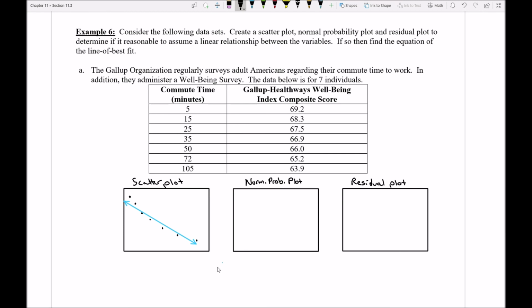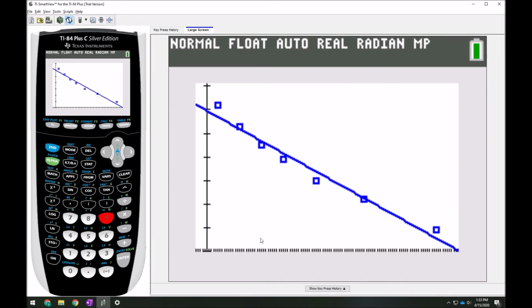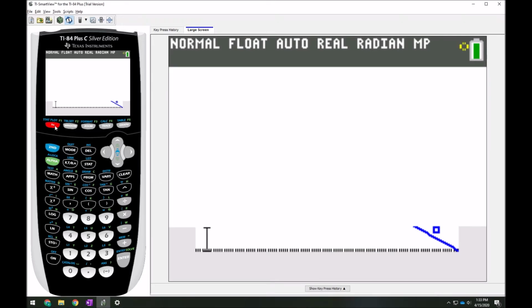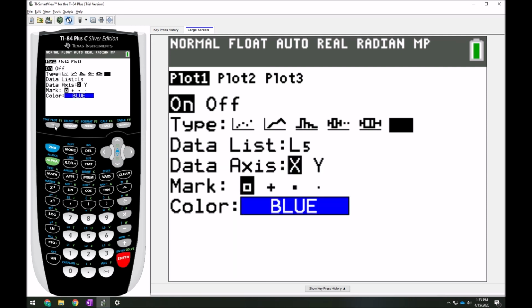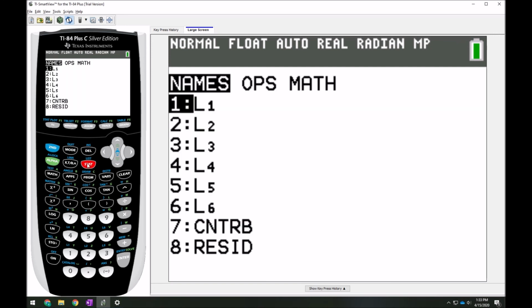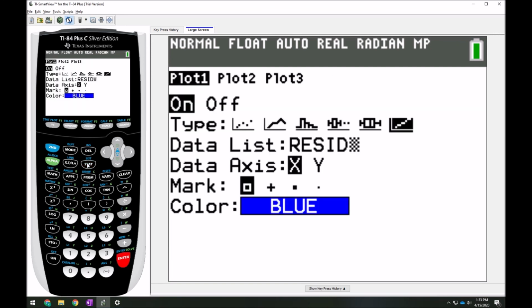Okay, so now that I have this scatter plot, again, you don't have to draw that line of best fit. I want to now create a normal probability plot. To do that, remember that I would go back to my y equals. I'm going to change to this last option down here, and I want to change my list to a residual list. So I'm going to click on second and the stat button. I'm going to go to my residuals list, and then I can hit zoom 9.